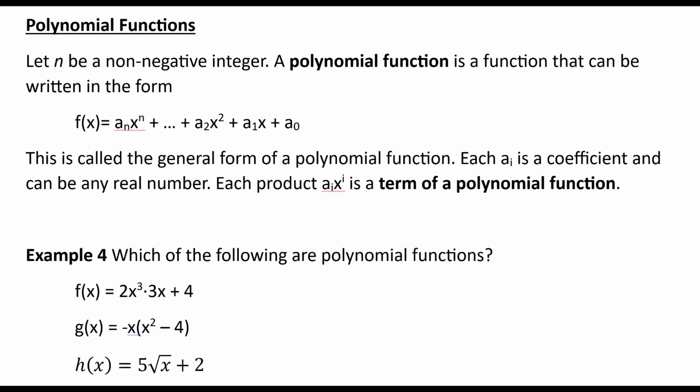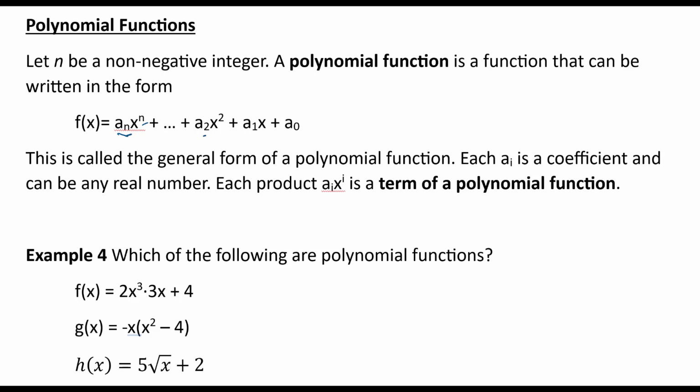Now we'll talk about polynomial functions. Let n be a non-negative integer. A polynomial function is a function that can be written in the form a sub n x to the n plus dot dot dot a sub 2 x to the 2, a sub 1 x to the 1, which is just x, plus a sub 0.